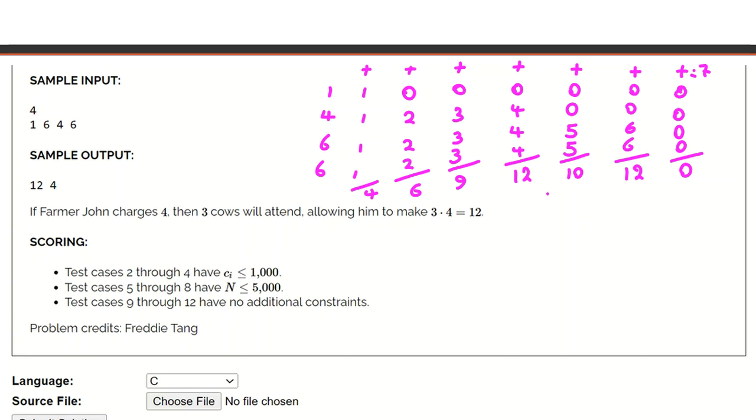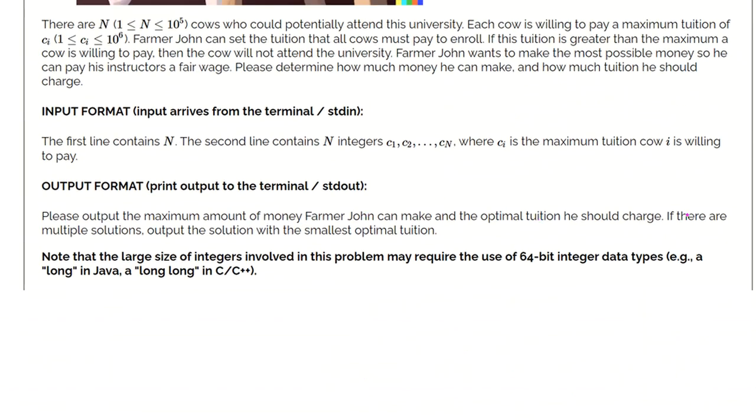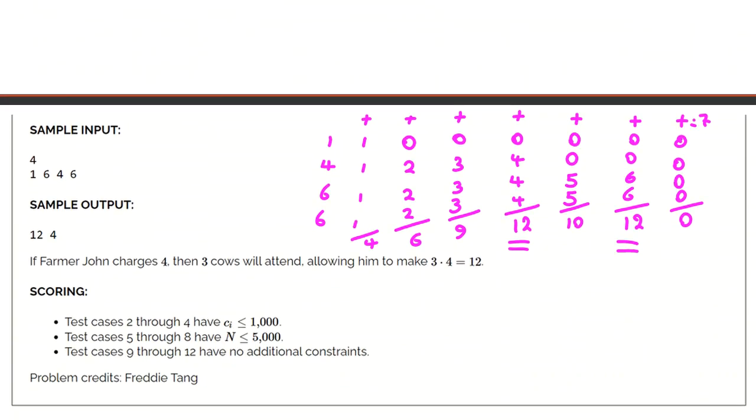Okay, and which one is the maximum? This one and this one. And now we have 2 options. We should select which of them. Here it says if there are multiple solutions, output the solution with the smallest optimal tuition. So here the tuition is 4, here the tuition is 6. Which one is smaller? This one. So the answer is this. T is 4, and the amount he gets is 12.